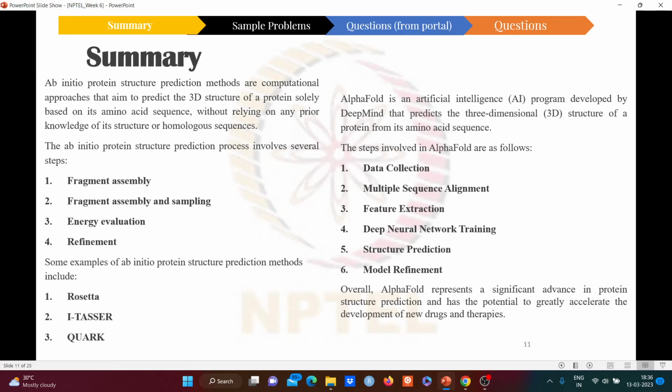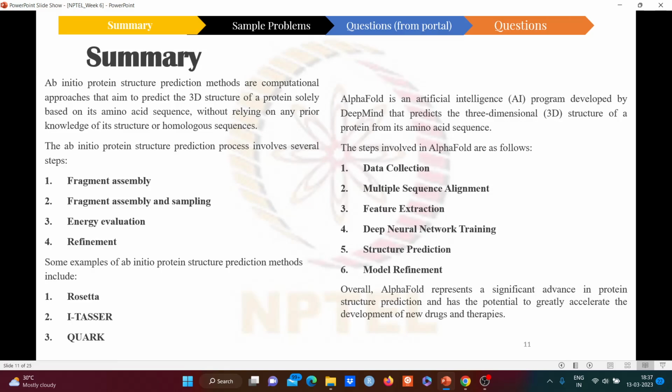The fifth step is to use the trained neural network to predict the 3D structure of the protein. This is done by feeding the amino acid sequence and extracted features into the neural network, which outputs a predicted 3D structure. Next is the model refinement. The final step involves refining the predicted structure using a variety of techniques, including energy minimization, loop modeling, sidechain optimization. So this step is important to ensure that the predicted structure is stable and biologically relevant.